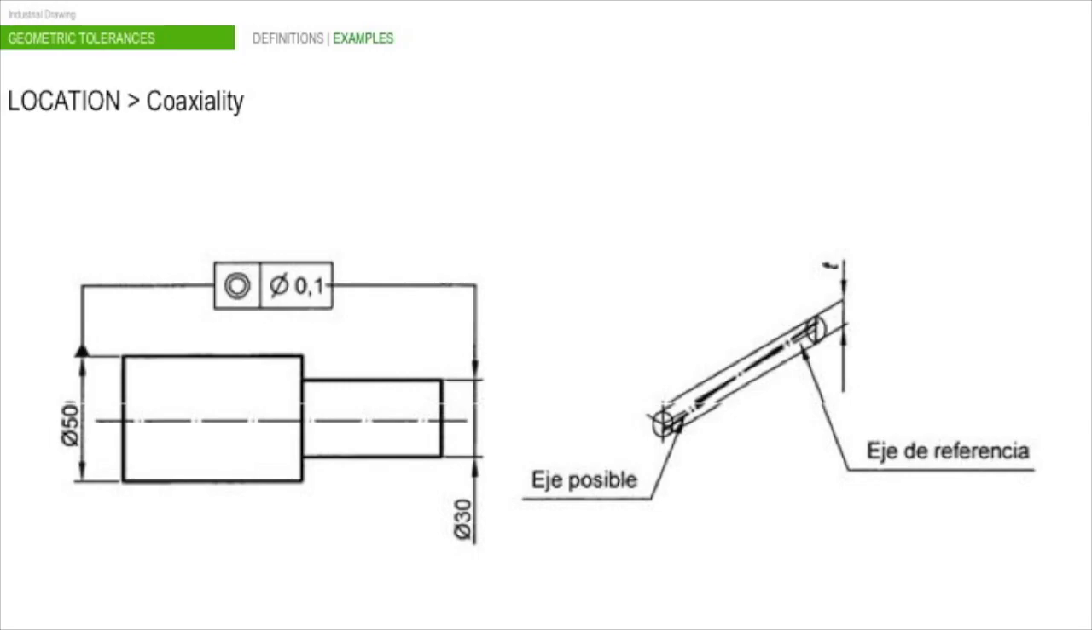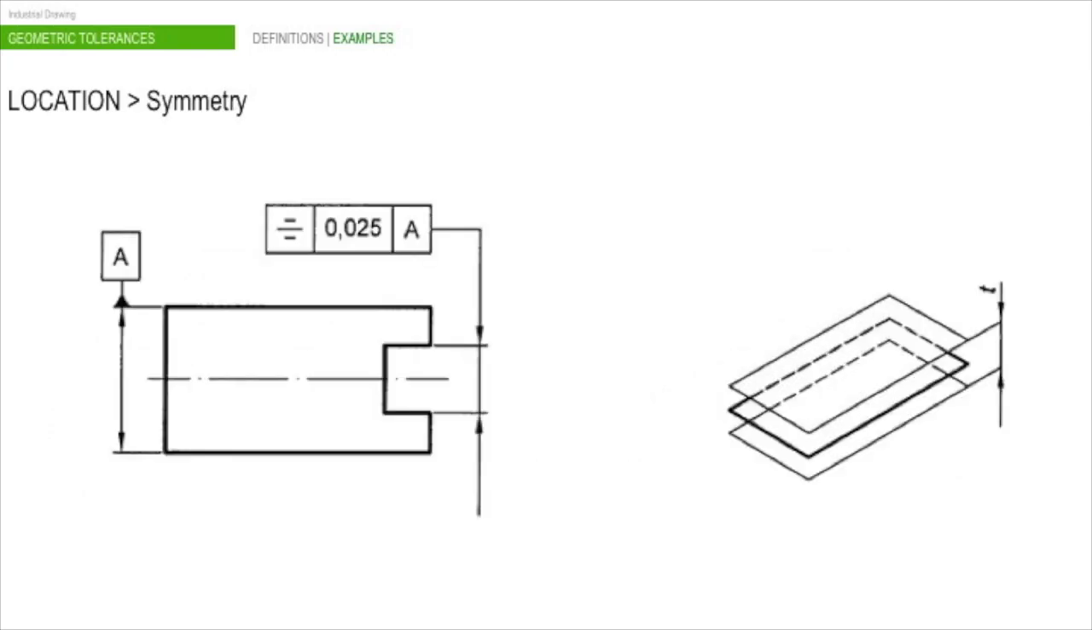The coaxiality characteristic defines a tolerance zone which is within a cylinder of certain diameter whose axis agrees with the datum axial straight line, as you can see in the image. The symmetry location characteristic defines a tolerance zone which is held between two parallel planes, a distance, in this case of 25 microns apart from each other, and arranged symmetrically to the datum median plane.